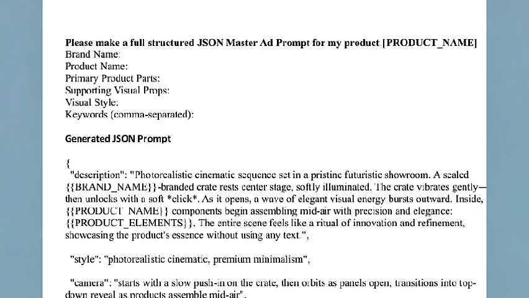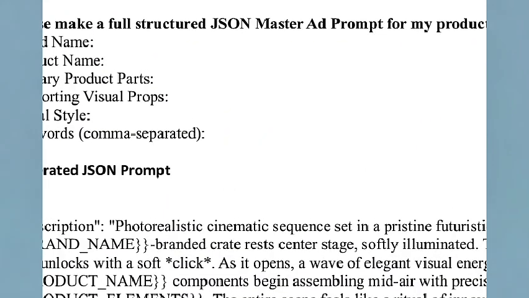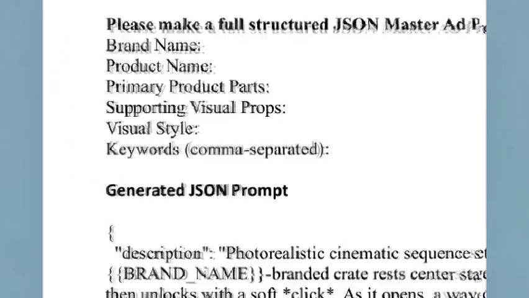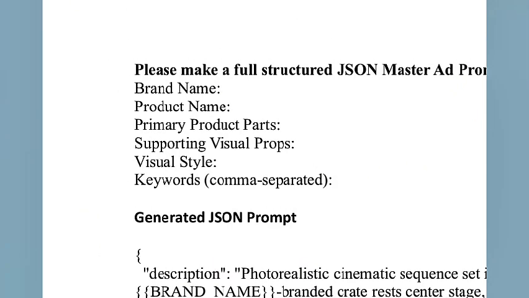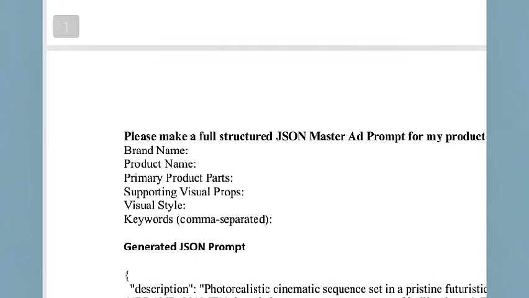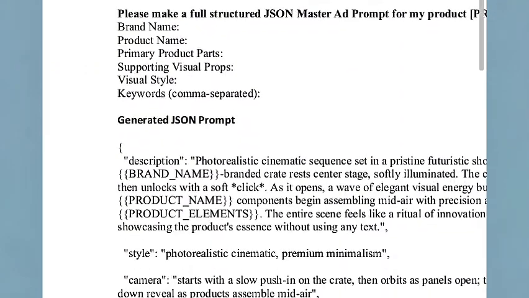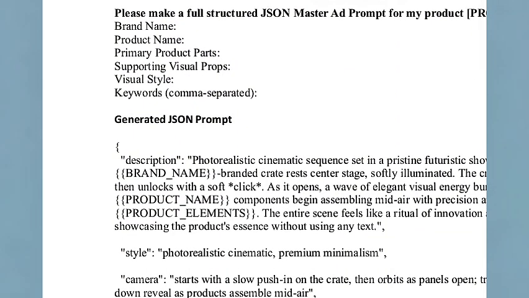If your product is maybe shoes or a wristwatch or whatever, just put it inside. Then the brand name, you put it inside. Are you seeing the brand name over here? Then the product name, you also put by the side. Primary product parts, you put here. Supporting visual props, you put here. And visual style, you also put there. Then ChatGPT will understand to substitute all of these things you put here inside all this code.